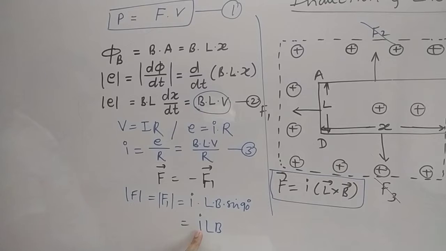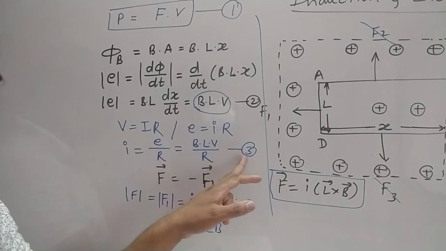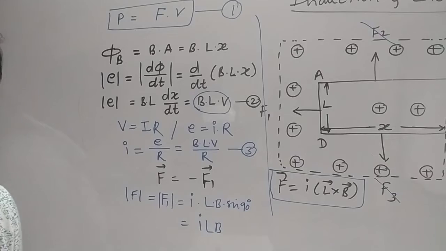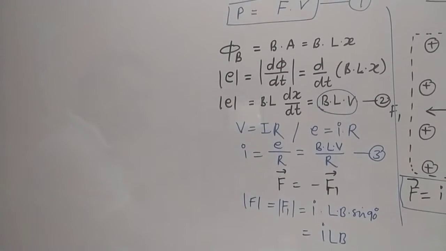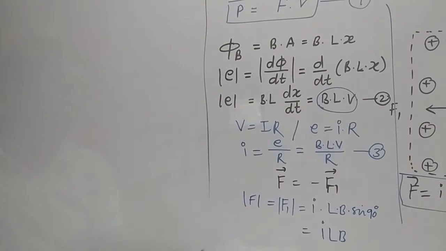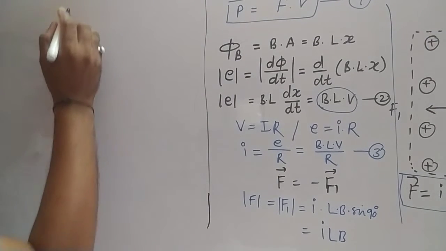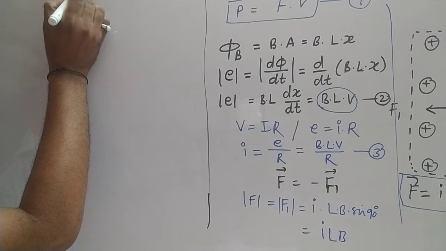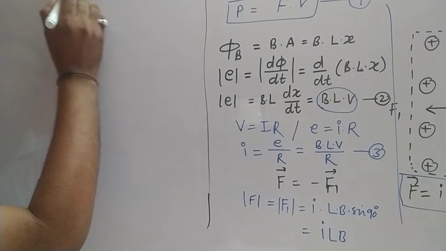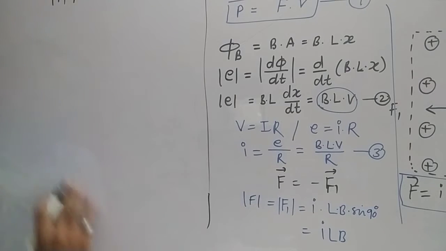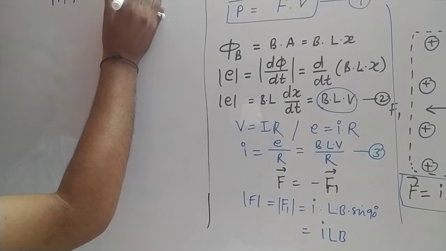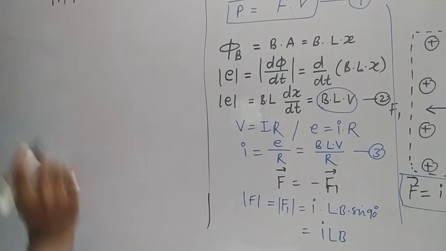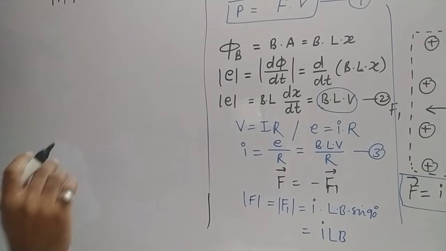Now I is there. We know the value of I is given by equation 3. We are going to put the value of I in this equation and rewrite it at the top. So we can write F equal to F1 equal to, what is the value of I then? B L V divided by R, into L B as it is.